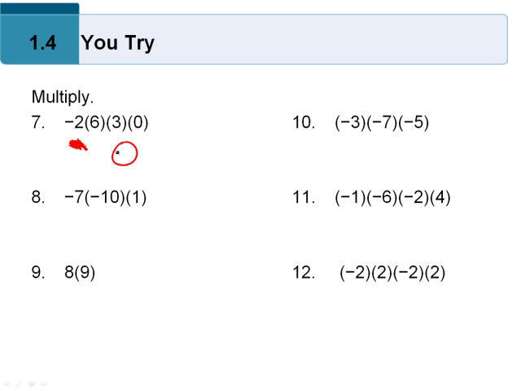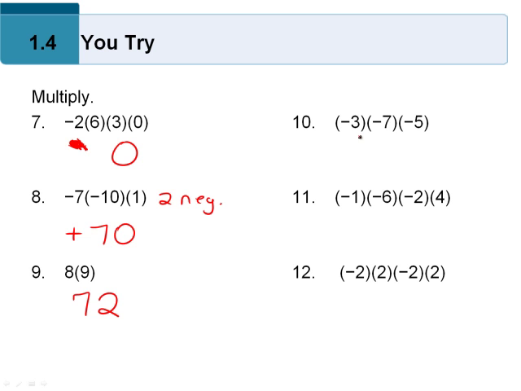So be careful. Number 8, we have negative 7 times negative 10 times 1. So we have 2 negatives, which means our answer is going to be positive. 7 times 10 is 70. Times 1 would still just be 70. Number 9, we have 2 positive numbers. 8 times 9, that's just going to be positive 72.